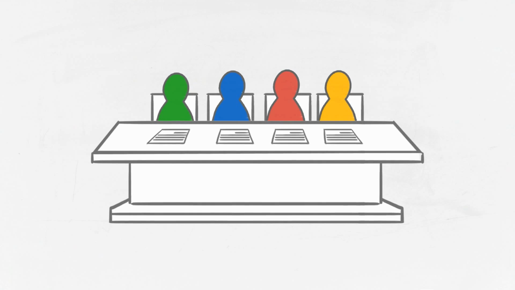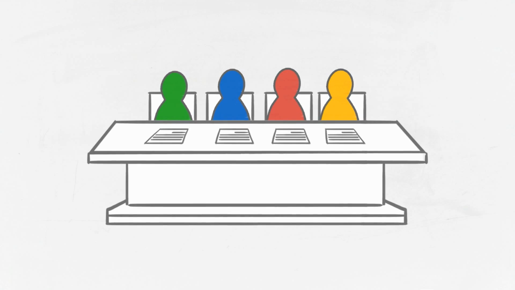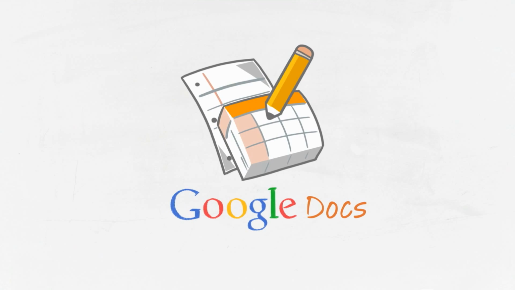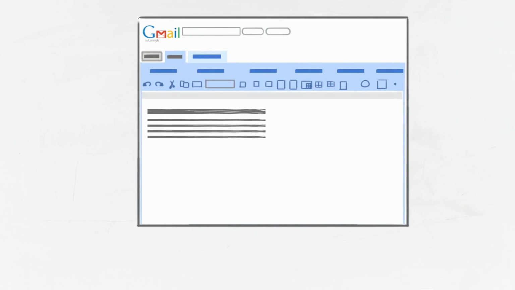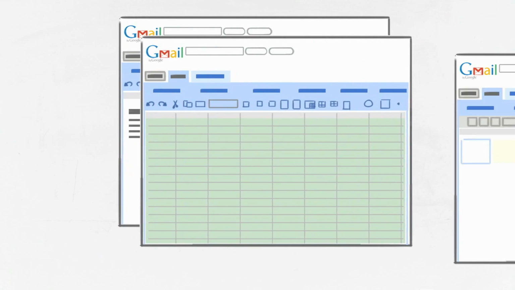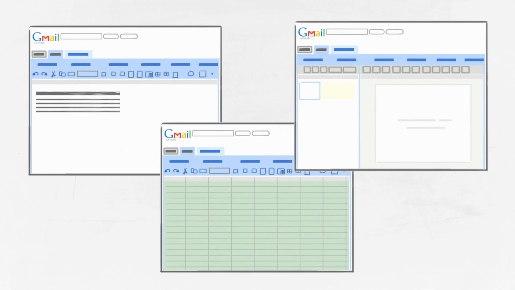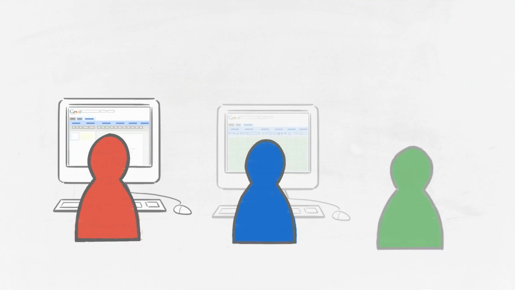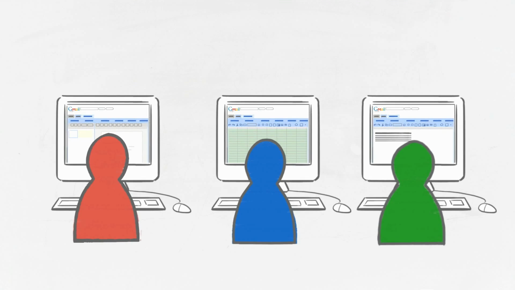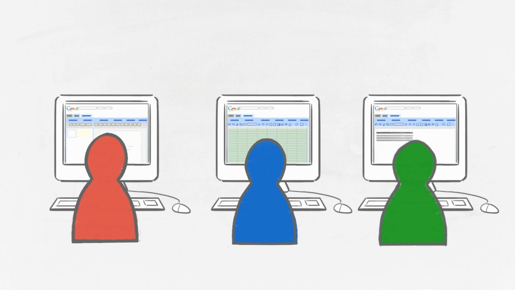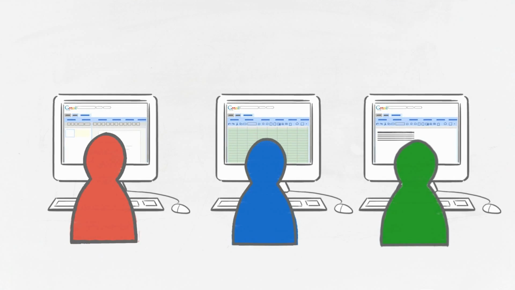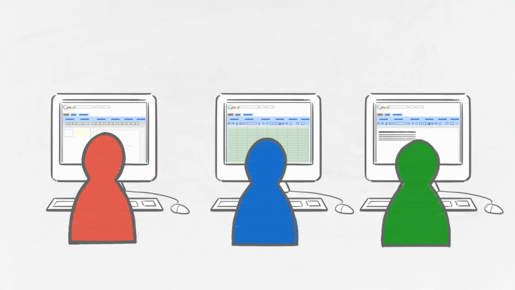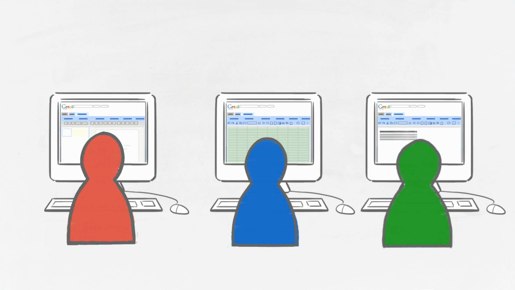And for times when meeting isn't possible but collaboration is necessary, Google Docs lets you and your team work together on word processing documents, spreadsheets, even presentations. You can easily store and share files online and access them from any web-enabled device, such as your computer or your mobile phone. When you or someone on your team posts a document, you can add notes or make changes, and Google Docs automatically saves your changes and keeps track of older versions of the document for easy reference.